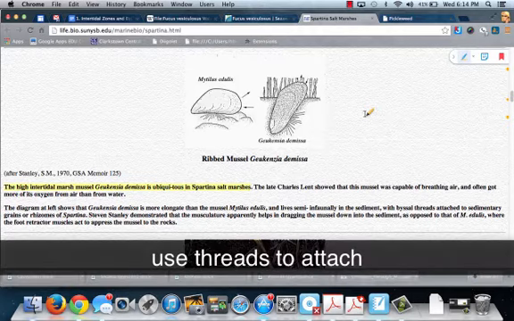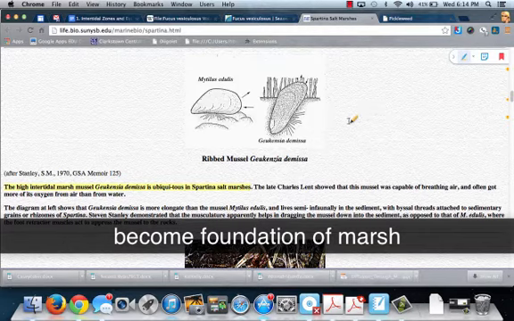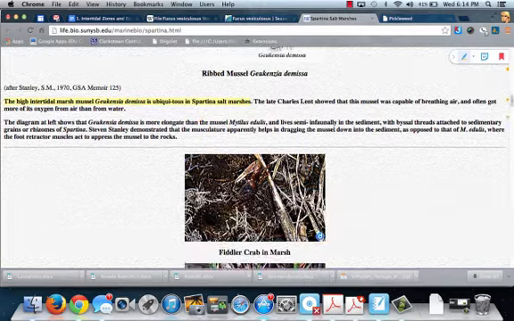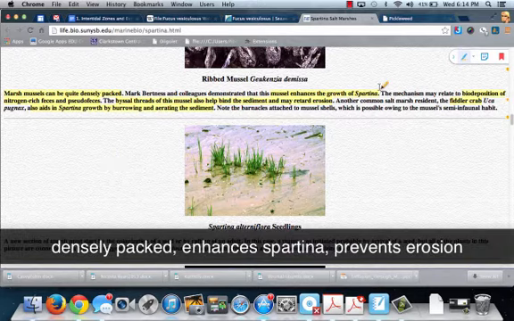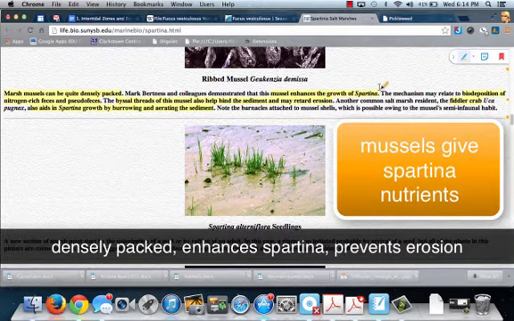But they really become the foundation, just like the foundation in your house. They become the foundation of a marsh, and so the intertidal marsh mussel is really, really important to the marsh. It becomes very densely packed. It enhances the growth of Spartina, and the reason why it does it is because it provides nutrients. When the mussels go to the bathroom, they release nitrogen wastes, which are important. It's an important limited nutrient that the Spartina then needs.